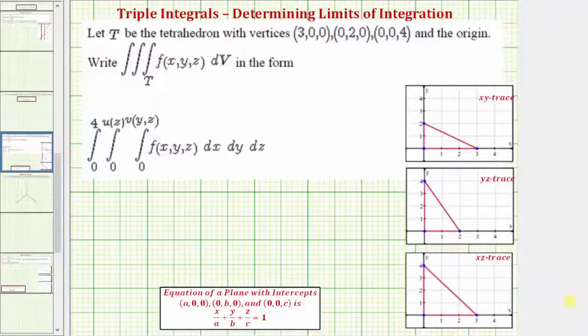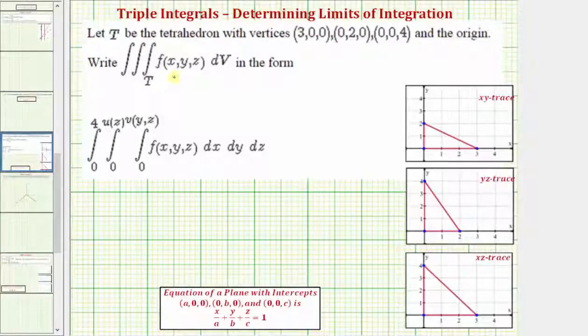Welcome to an example on how to set up the limits of integration for a triple integral. Here we're given the region T is the tetrahedron with the vertices shown here, where we have an x-intercept, a y-intercept, a z-intercept, and the origin. So this tetrahedron is in the first octant.